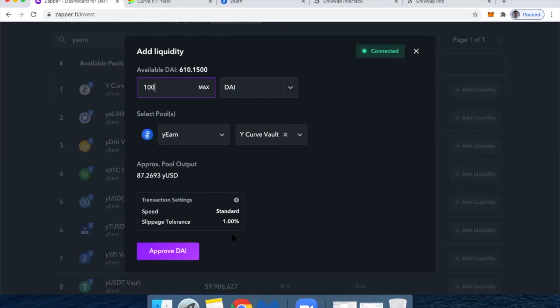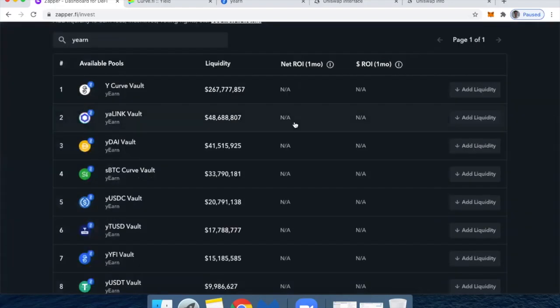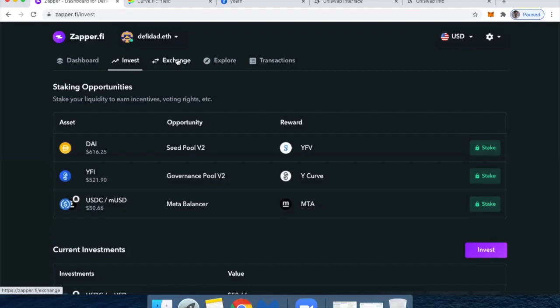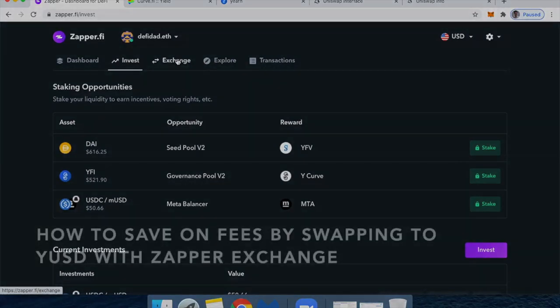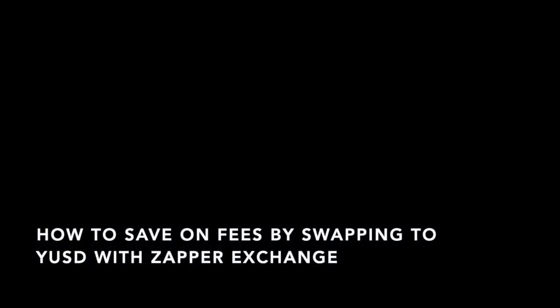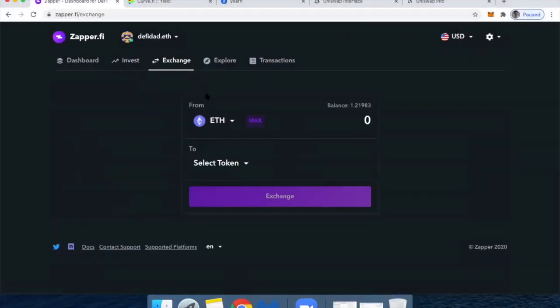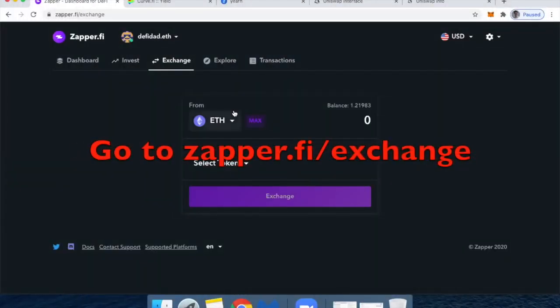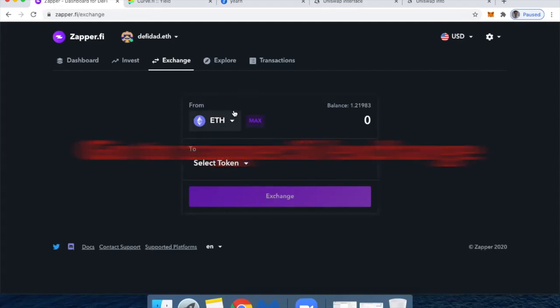I'm not going to cover this today because there's actually a way to save even more money now on gas if you go to the new DEX aggregator that we offer. So under the exchange, this is a DEX aggregator, as in it sources the best trades with the least amount of slippage. So best trading rate with the least amount of slippage from Balancer and Uniswap.